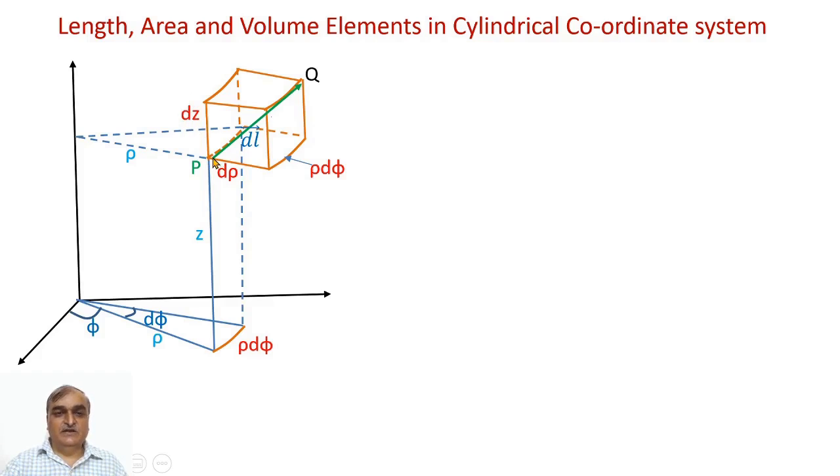If we connect these diagonally opposite points P and Q, let this vector be dl bar. Then this vector dl bar has three components: one along rho curve, d rho; along phi curve, rho d phi; and along z curve, dz. Along rho curve, the unit vector is e rho cap. Tangent to this phi curve is a unit vector e phi cap, and along z curve, the unit vector is ez cap. Therefore, dl bar is equal to d rho into e rho cap.